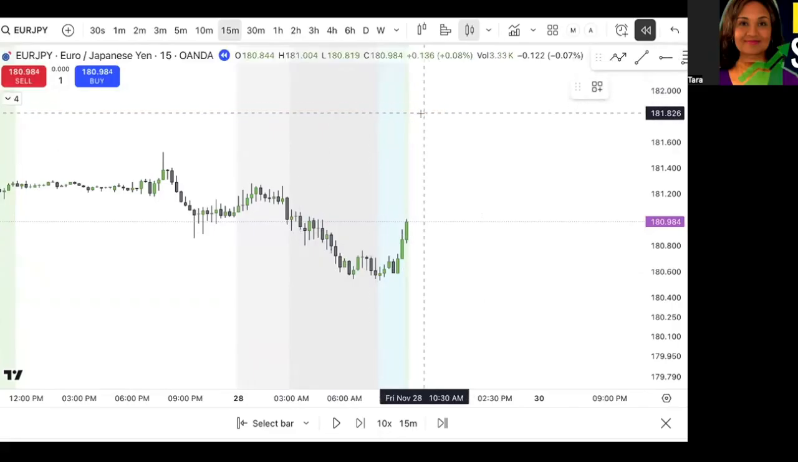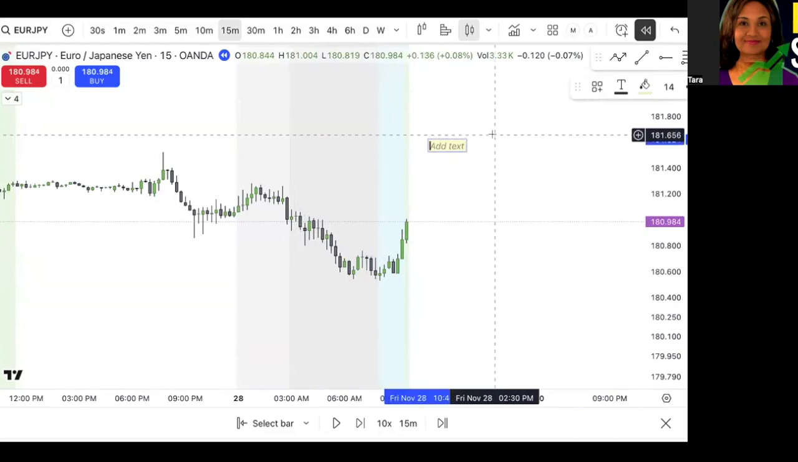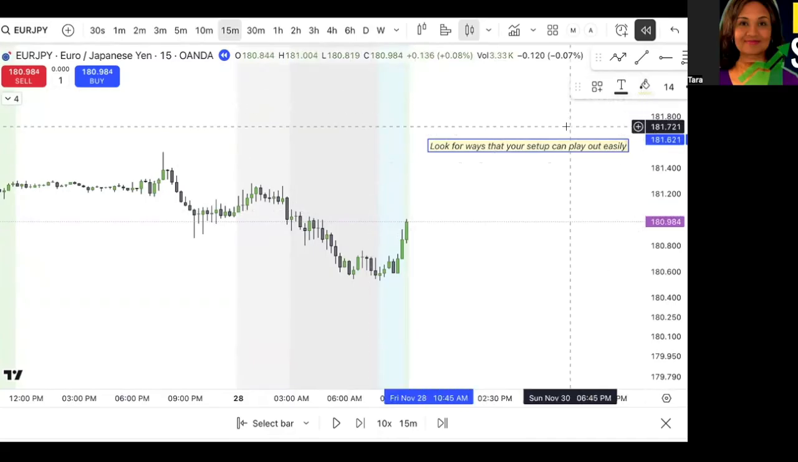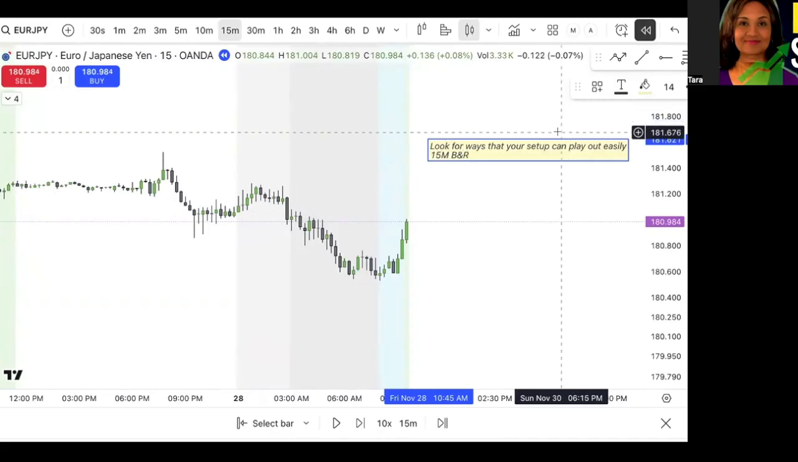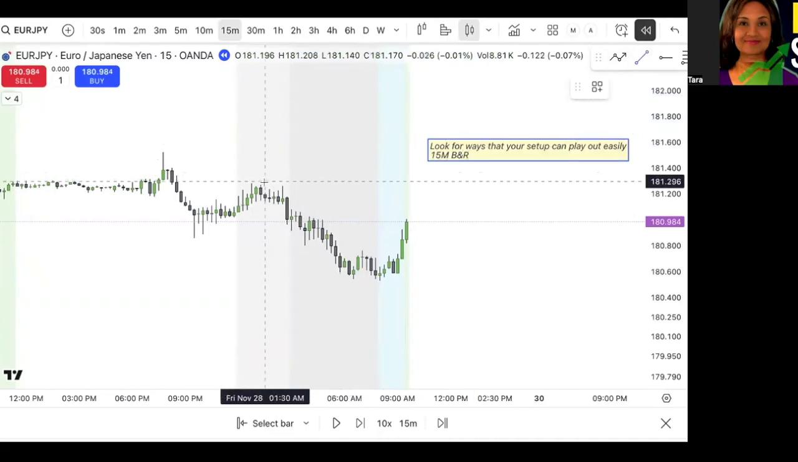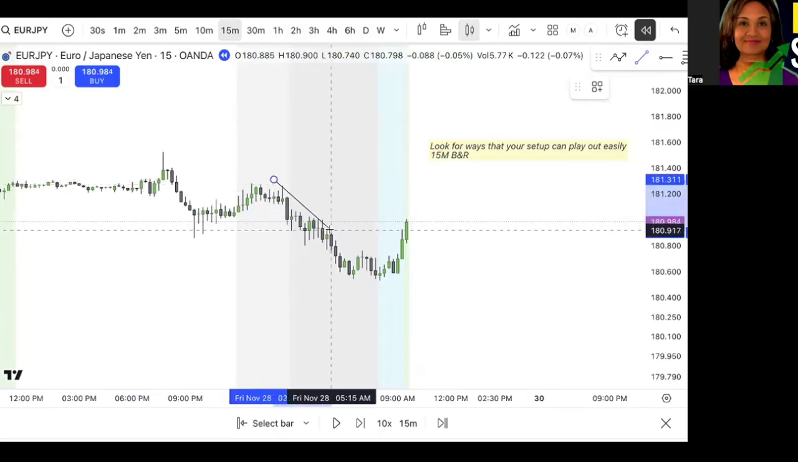All right, and so one of the first things that we need to start doing is to go to the 15-minute time frame, and we're going to look for ways that our strategy can play out easily. Look for ways that our setup can play out easily. This is the same 15-minute break and retest of a trend line, or a 15-minute break and retest of support and resistance. So it's the same strategy all the time, but we're going to add in our supply and demand knowledge to help confirm our trades.